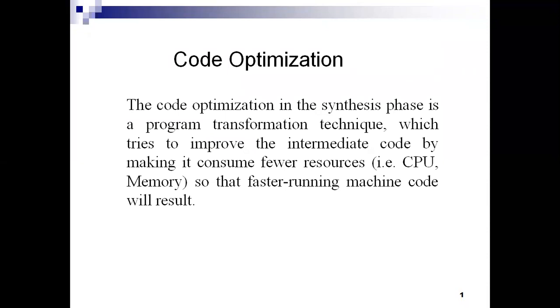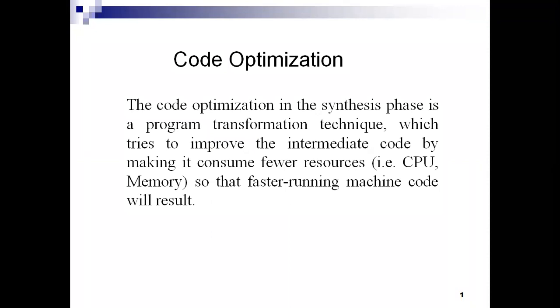The resources here are, for example, the CPU and the memory. So the resultant we expect is that faster running machine code will result. Whenever we improve the intermediate code by making it consume fewer resources, the code runs faster, and it is the machine code that runs faster while performing code optimization.